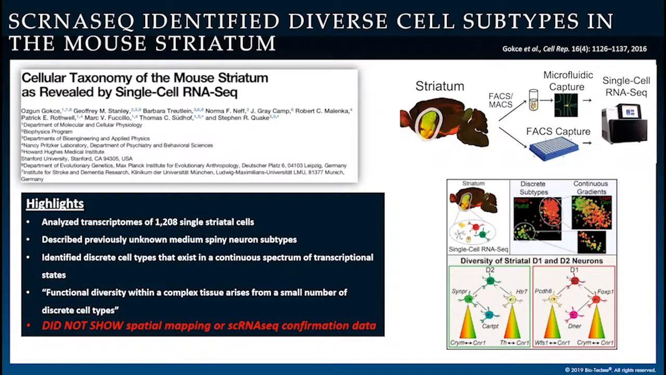However, they did not confirm their single-cell RNA sequencing results, nor did they show the spatial relationship between the D1 and D2 subtypes. So we employed the RNAscope HiPlex technology to confirm these results and spatially map the subtypes in the mouse brain.